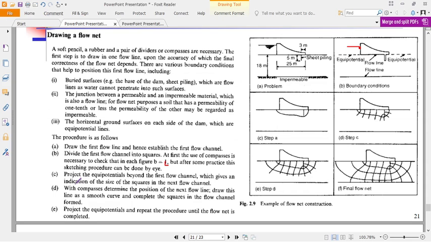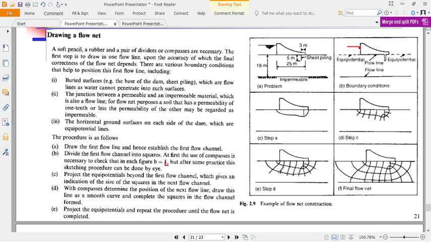Then project a potential line beyond the flow line. This will be the case here, step C. You project them below the flow line. Then after projecting it, use the compass to determine the position of the next flow line.